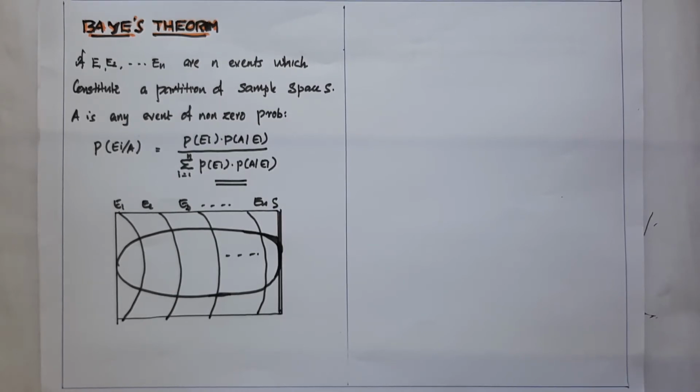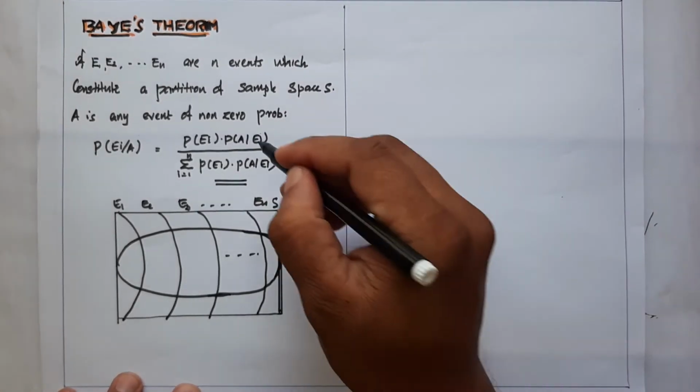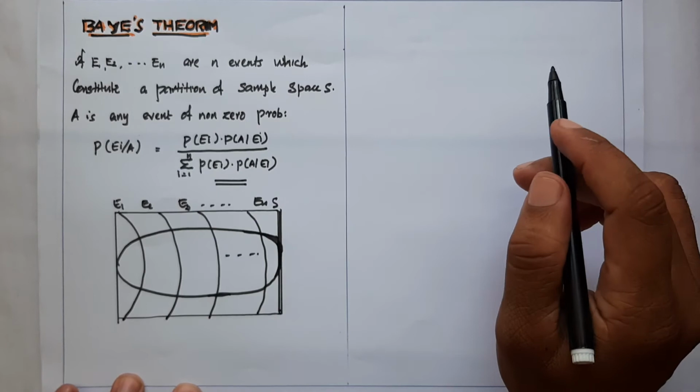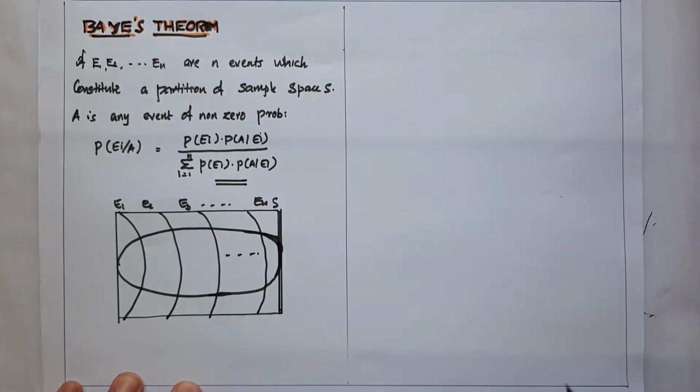Our Bayes theorem definition says that if E1, E2, E3, etc., En are n events associated with the sample space S, and A is any event of non-zero probability, P of Ei given A is equal to P of Ei into P of A given Ei divided by sigma P of Ei into P of A given Ei.